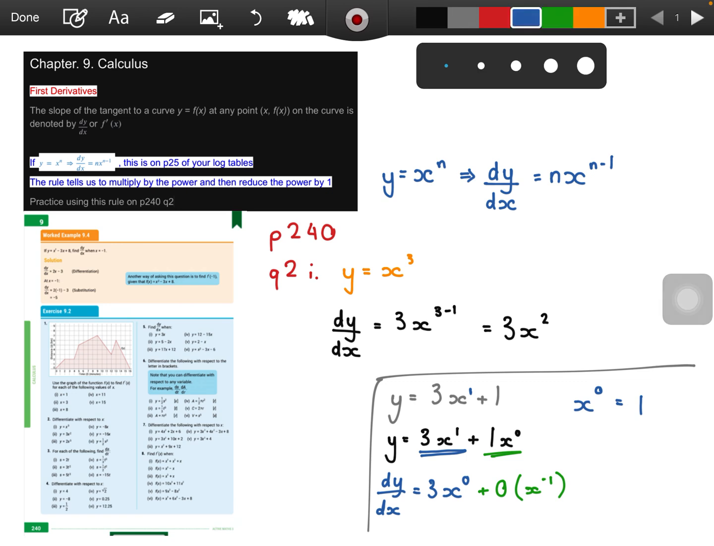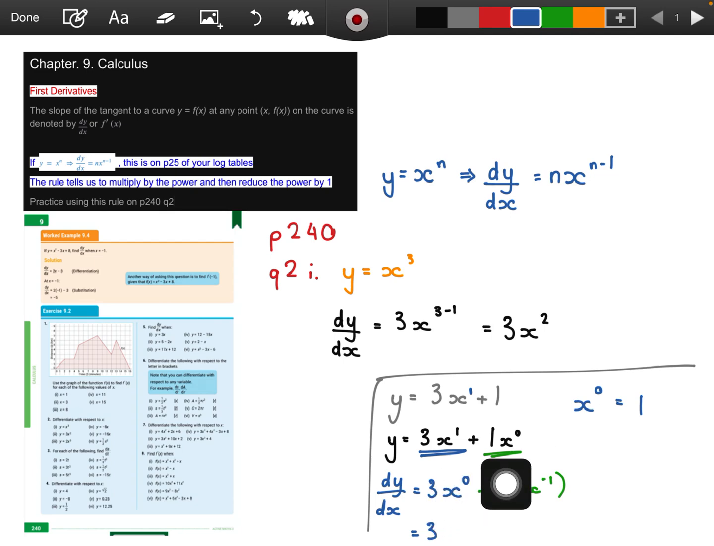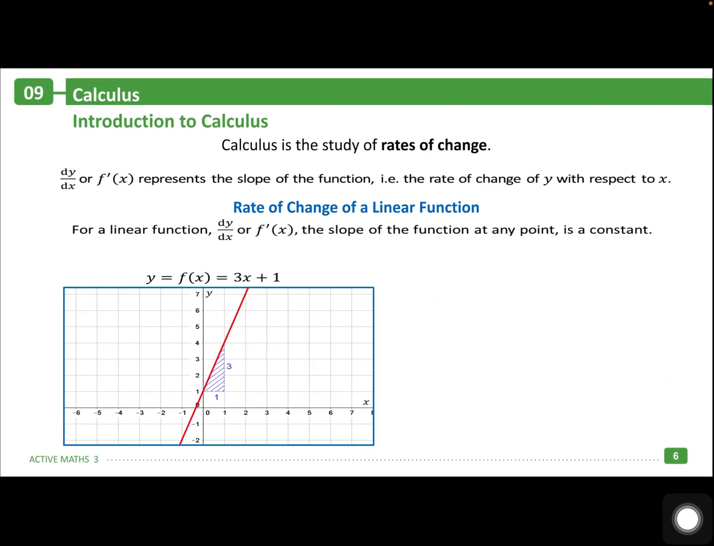So when I actually go to solve this out, I'm going to get 3 by x to the power of 0, which was just 1. And then here, 0 times this goes to 0. So dy dx here was just 3. Okay? So when we have a linear function, we see that our dy dx is actually just the slope.